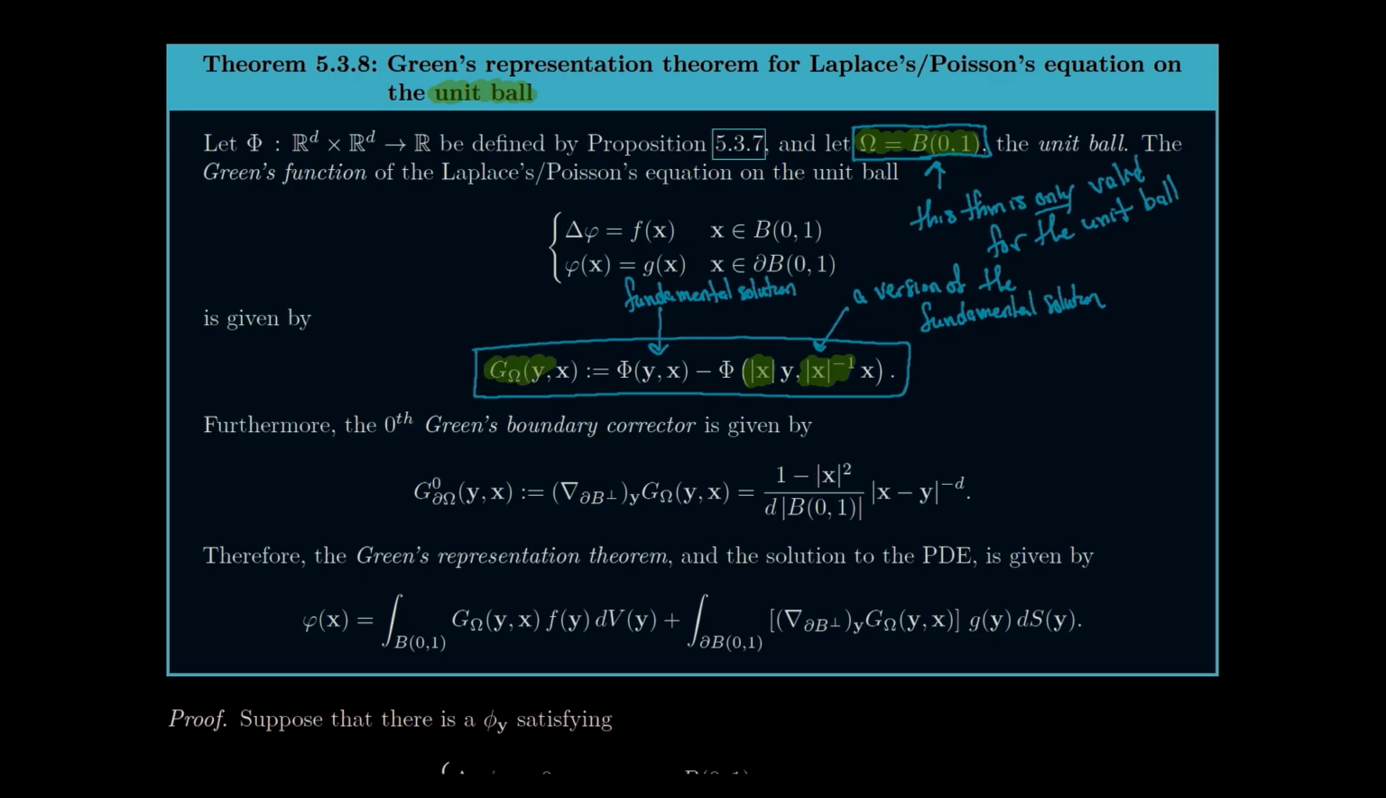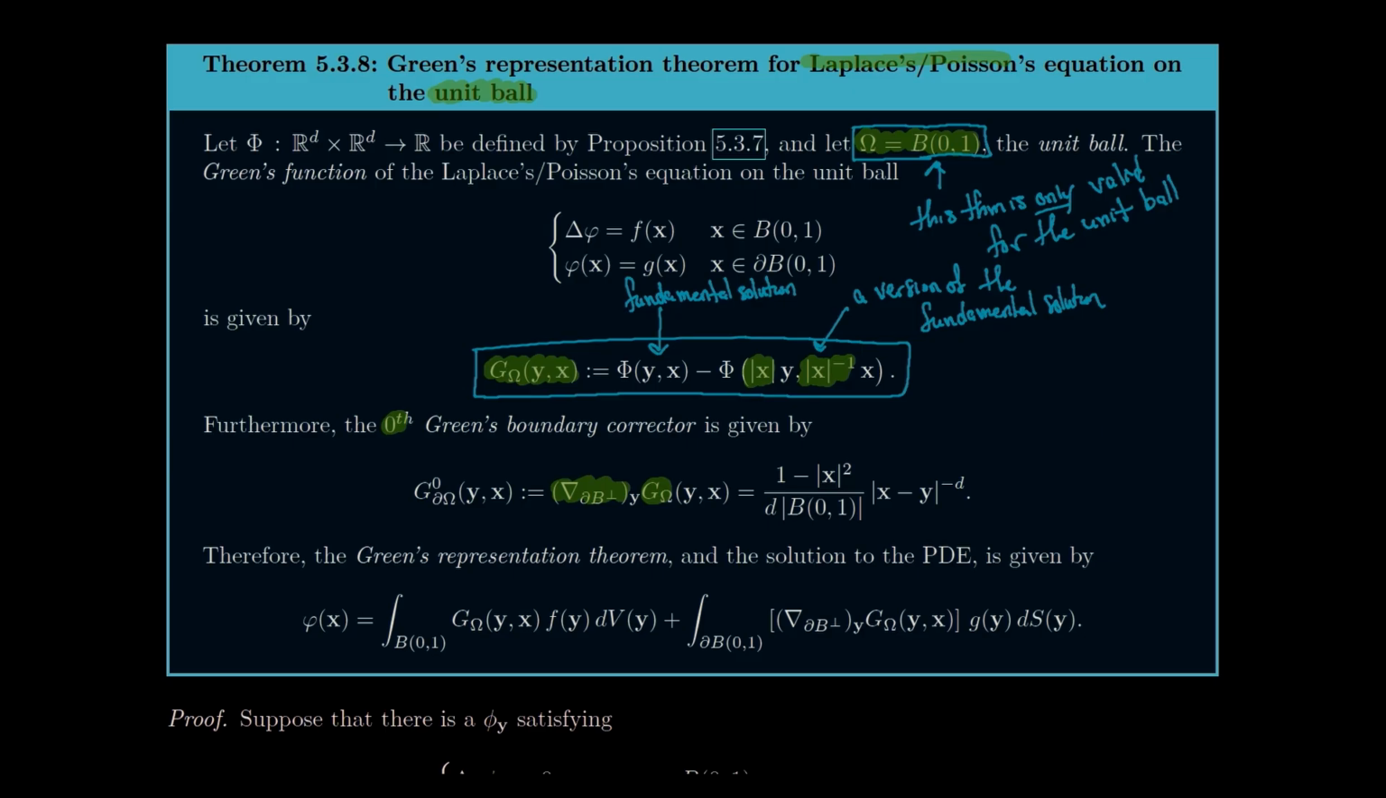That gives you the true Green's function of boundary value 0, which is what you need for a Green's representation theorem. Furthermore, you can actually construct the 0th Green's boundary corrector just by taking an outward unit normal of the earlier Green's function. This is not always true. This just happens to be true for the Laplace equation. Of course, it happens to be true because of Green's identities, as we kind of already saw.